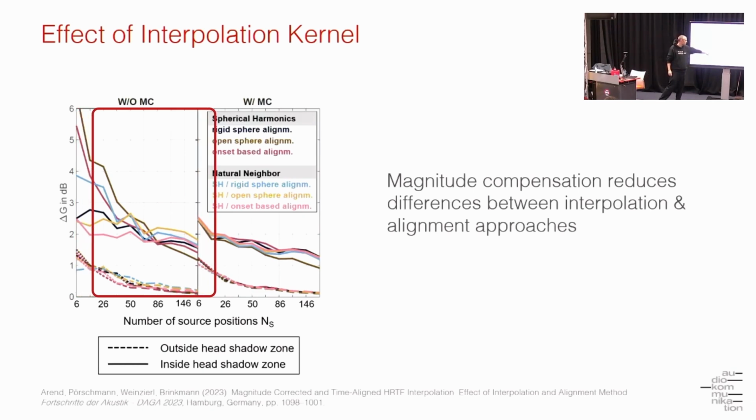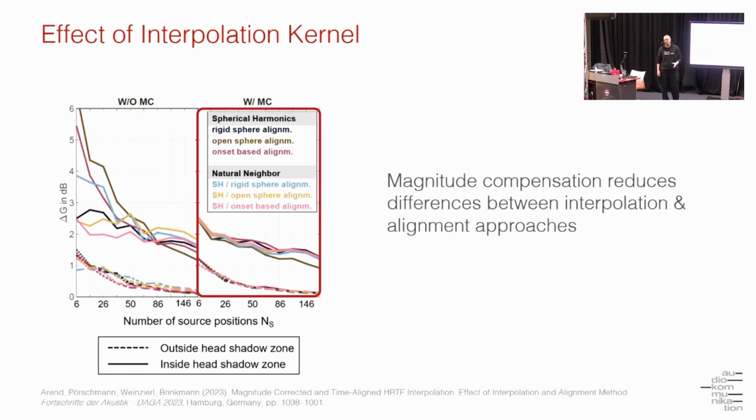So if we then apply magnitude compensation, we see that errors for sources outside the head shadow zone more or less remain the same because time-aligned interpolation already works well there. But inside the head shadow zone, the errors are reduced. And what's nice, they are now almost independent of the interpolation and alignment approach. So all these lines are very close to each other, whereas they were spread before.